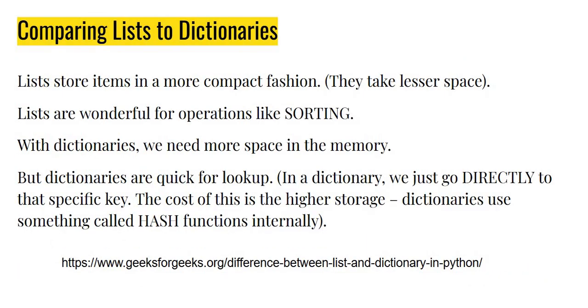So just to summarize this. Well, lists store information in a more compact fashion. They take less space in the memory. Lists are wonderful for operations like sorting and so on. With dictionaries, we need more space in the memory, but dictionaries are very, very, very quick for a lookup. Like I said, we just directly go to that specific key. This comes at a cost of a little bit more computation and higher storage.